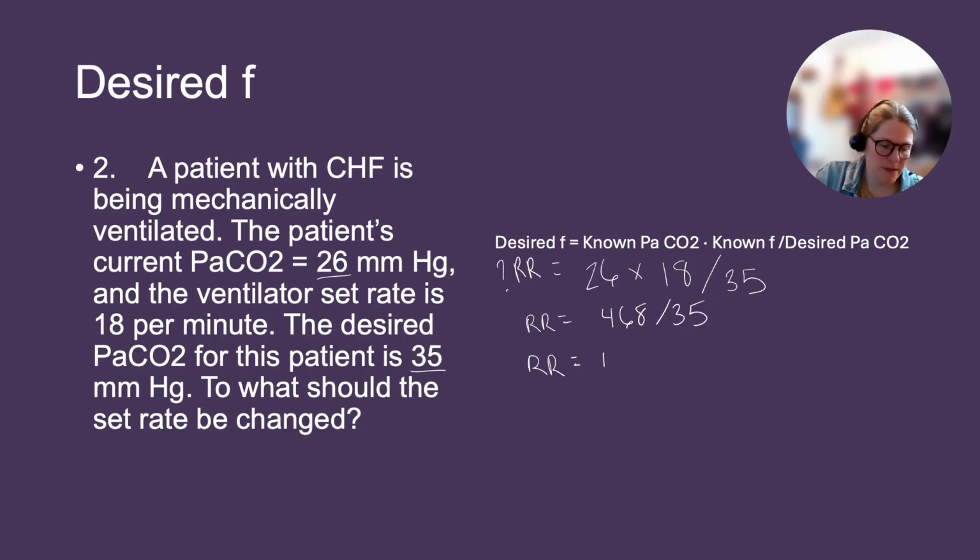Is 13.37. Let's round that to 13. And that's going to be breaths per minute. So we would just change this patient's respiratory rate from 18 to 13, and we're going to get that desired CO2.